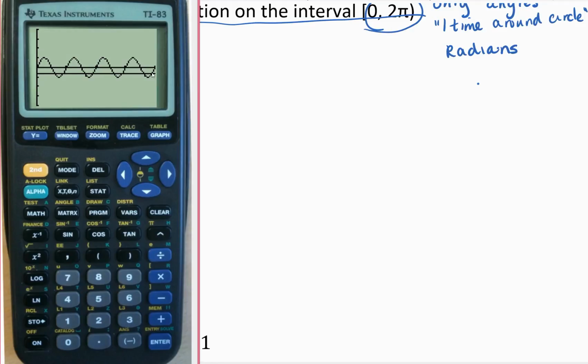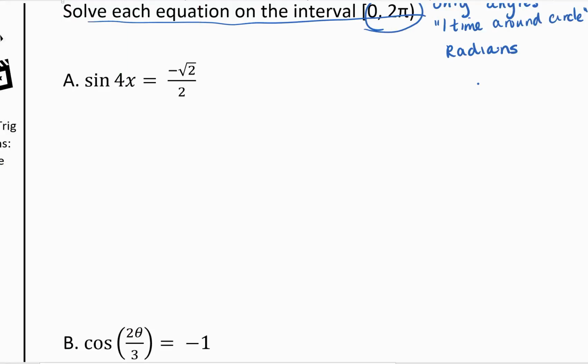So one thing we can do just to see how many answers we should get is count how many times it intersects. So 1, 2, 3, 4, 5, 6, 7, 8. So we should have 8 solutions. So now let's talk about how we'll go about finding that.